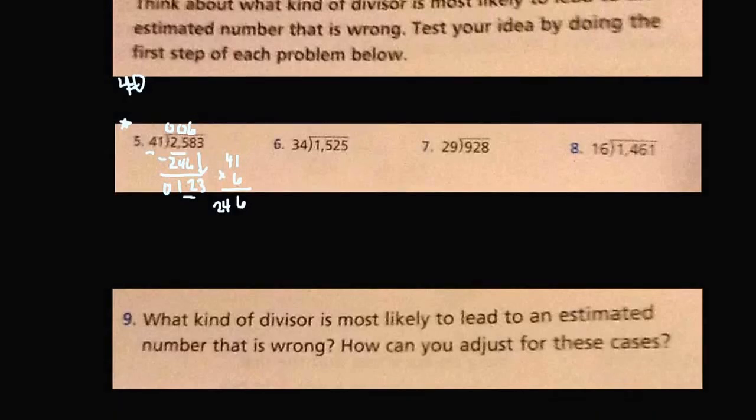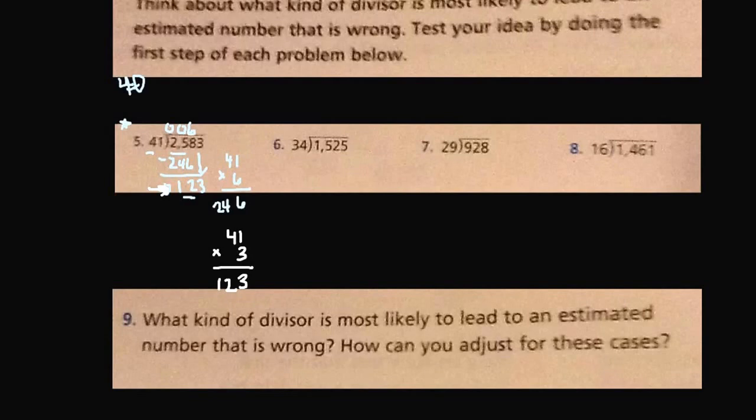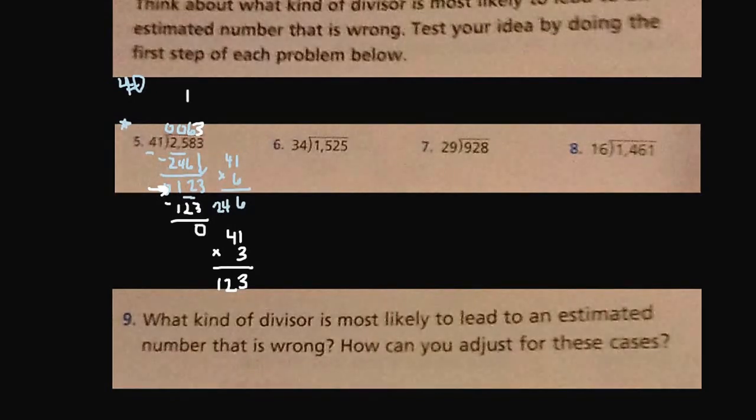So what if I try 41 times 3 and see if that gets me close to 123? Okay, 3 times 1 is 3. 3 times 4 is 12. Oh, look at that. It worked out perfectly. So I put the 3 up. When I subtract 123, I'll end up with no remainder. I have no more numbers to bring down. So my final answer is 63.